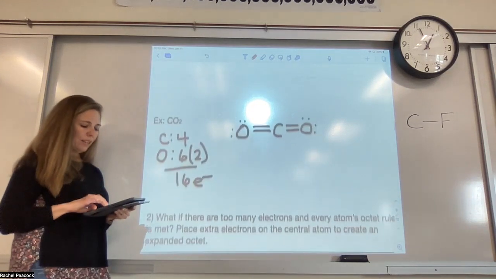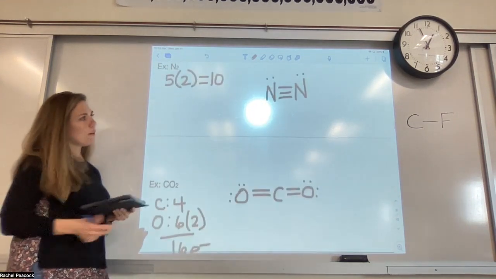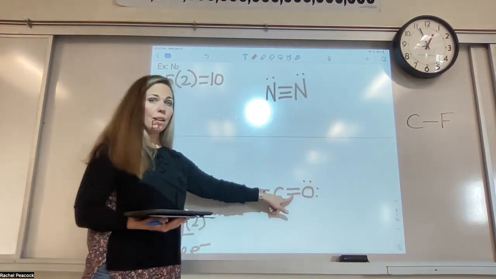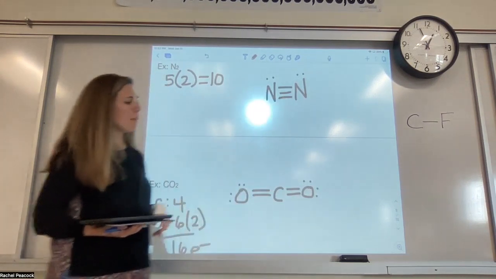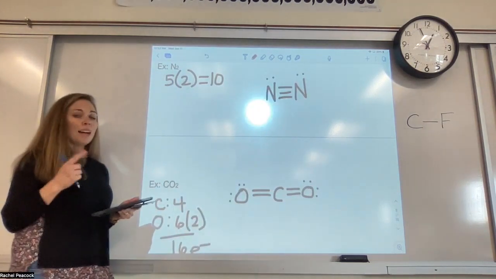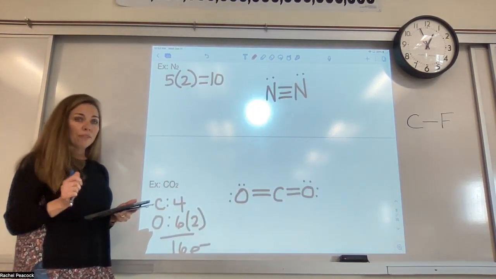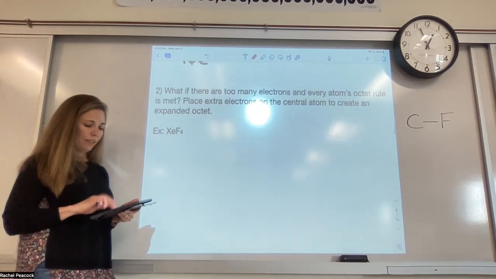All right. So those are called double bonds, so you have 2 double bonds in that molecule. In nitrogen, you had a triple bond. Okay. That's what you do when you don't have enough valence electrons.